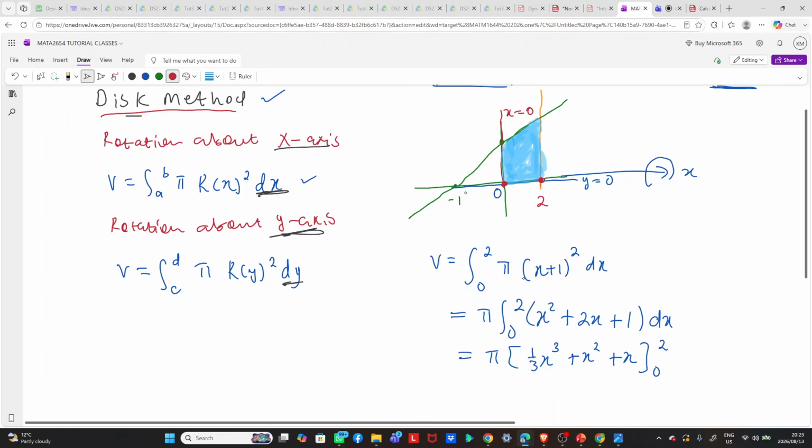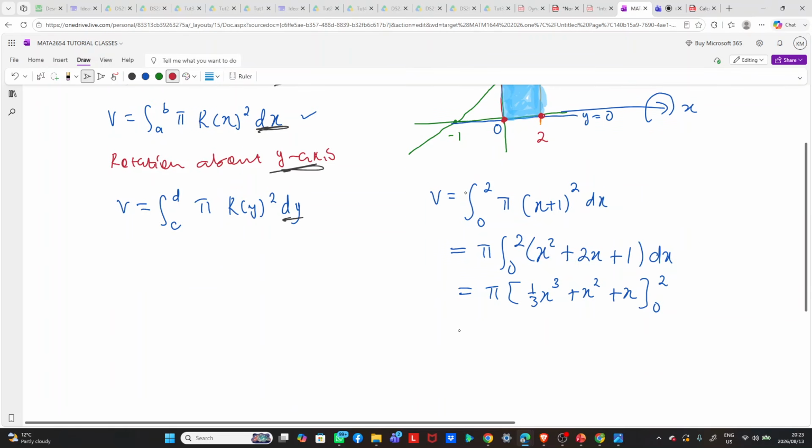Okay, for the disk method, that is what is going on. So now we are going to get the result to be pi times, if we plug in 2 here, we'll have 8 over 3. If we plug in 2 here, we'll have 4, then plus 2. If we plug in 0, everything will be 0. Okay, then we'll have pi times, this gives us 6, and 6 times 3 is 18.